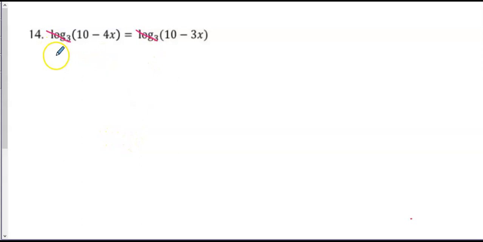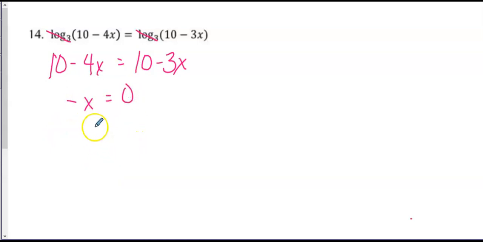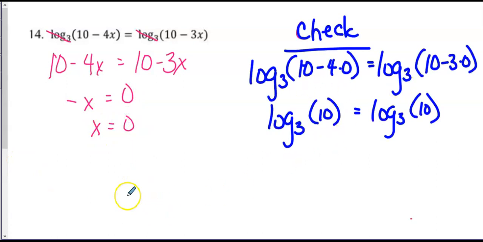All right, so I can set these parentheses up equal. And I get x equals 0. Okay, here's my check step if you want to check that out. It did check out, so the answer is x equals 0.